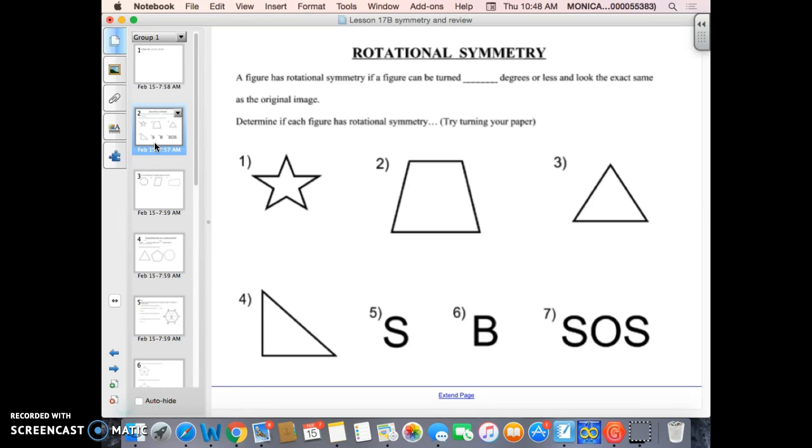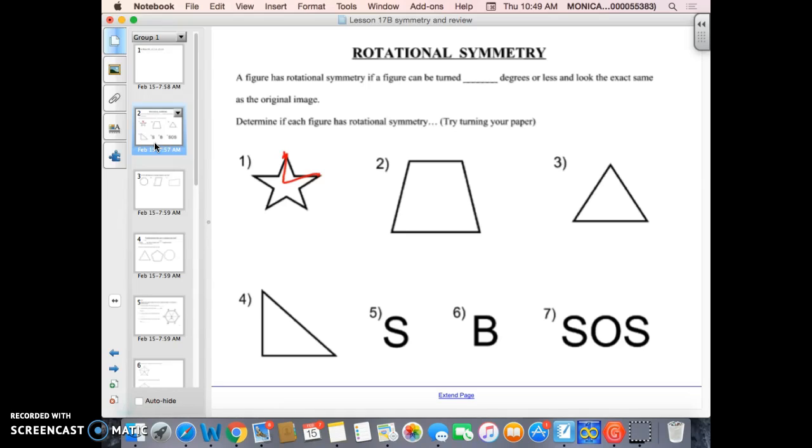You'll have no problem. A figure has rotational symmetry if it can be turned 180 degrees or less and look exactly the same as the original figure. Let's determine if each of these figures has rotational symmetry; you try turning your paper. The first one, yes, you can turn it from this point to this point, and you should notice that it has rotational symmetry.